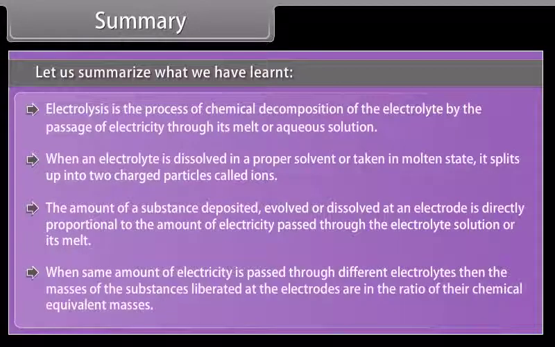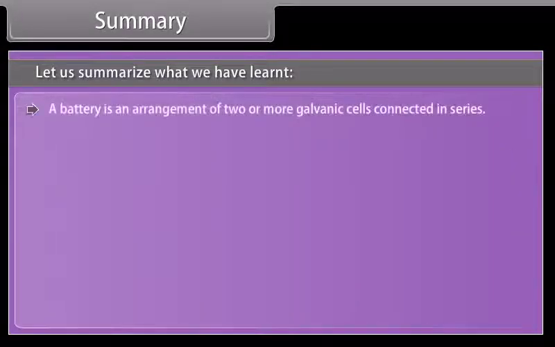When the same amount of electricity is passed through different electrolytes, then the masses of the substances liberated at the electrodes are in the ratio of their chemical equivalent masses. A battery is an arrangement of two or more galvanic cells connected in series.